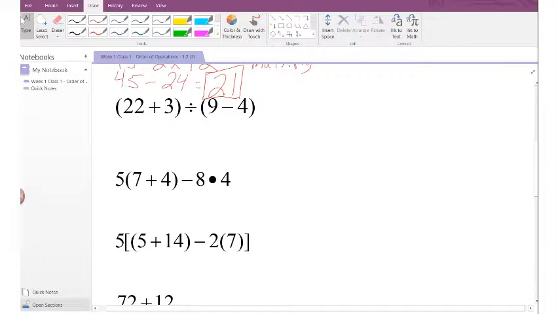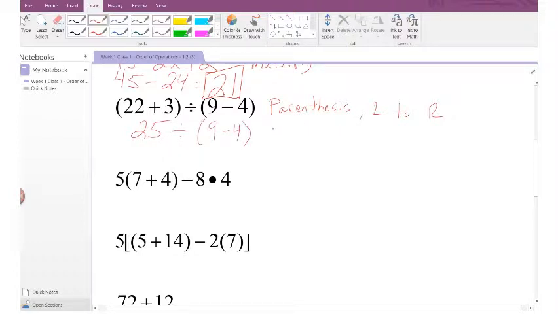Looks like most folks have finished that next problem there. What do you think comes first? Parentheses. Okay, now, moving left to right, I'm going to take care of this parentheses first. 22 plus 3, we get 25. And I know some people did this together, and that's okay. You'll end up with the same solution. Divided by 9 minus 4.